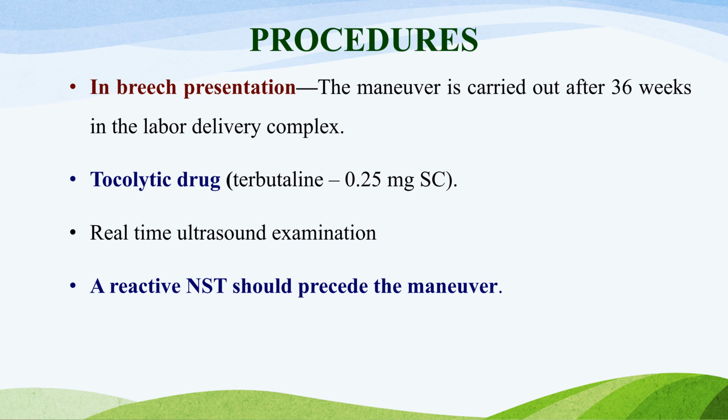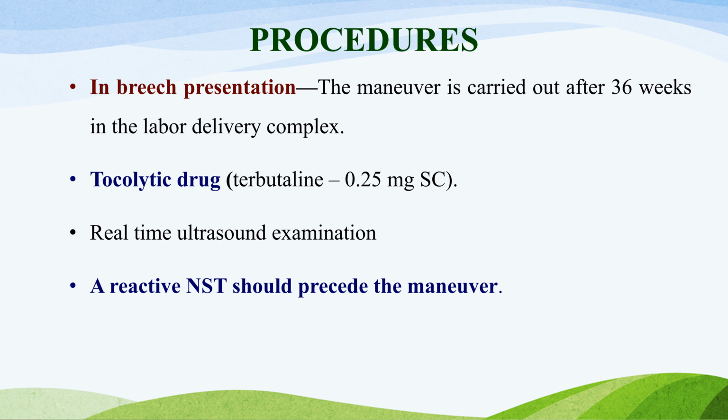Procedure of external cephalic version. In breech presentation, the maneuver is carried out after 36 weeks in the labor delivery complex, and there are advantages of performing external cephalic version at term. And these are, by this time, a spontaneous version will occur in many cases. If any complication occurs during external cephalic version, the delivery could be done by cesarean section as the baby is at term.